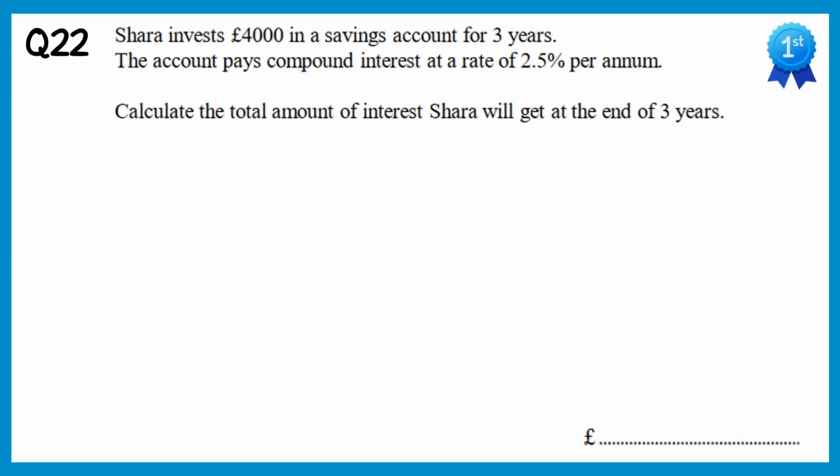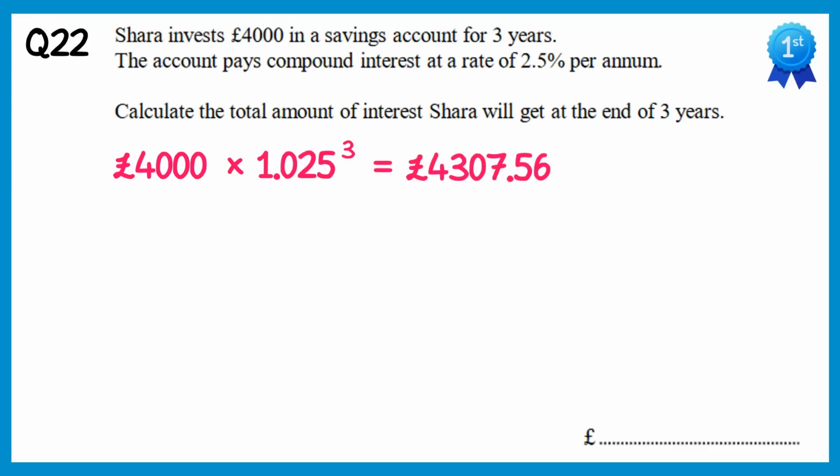For question 22, it's a compound interest question. The amount of money invested is £4,000, and the rate is 2.5%, so that's a multiplier of 1.025. It's invested for 3 years, so we do this to the power 3. If you type this into your calculator, you'll find the amount is £4,307.56.